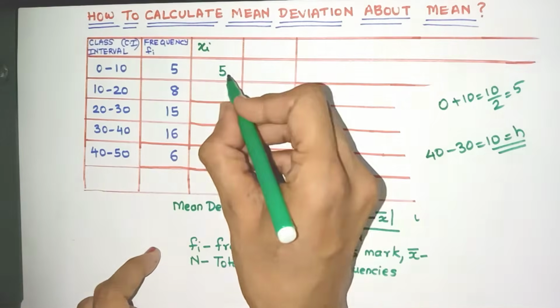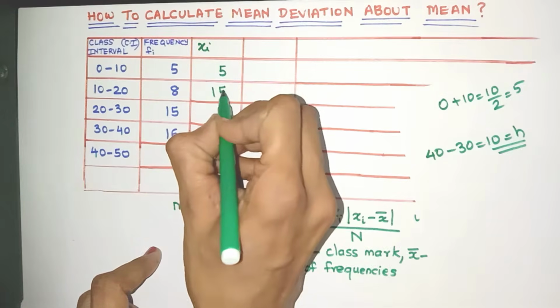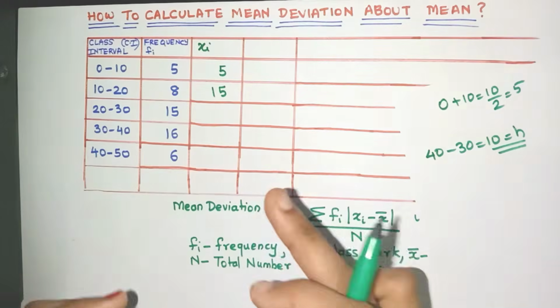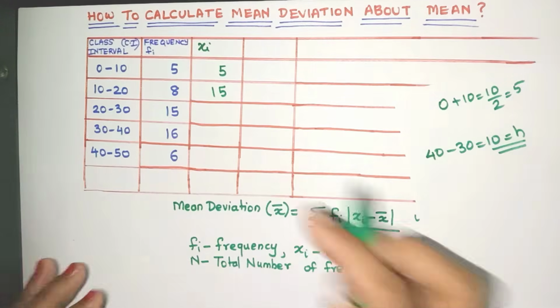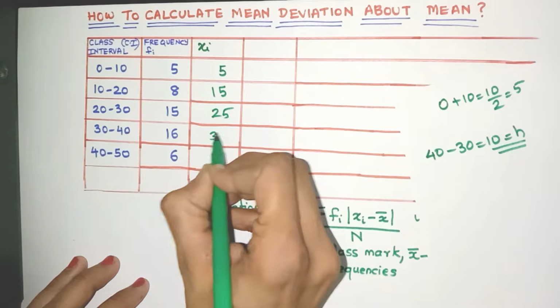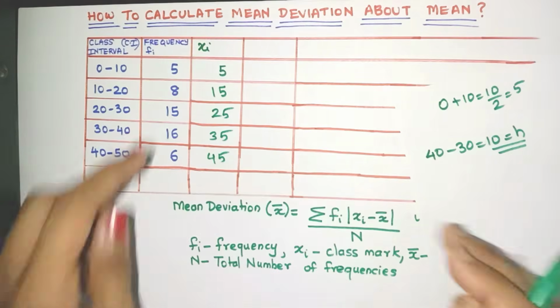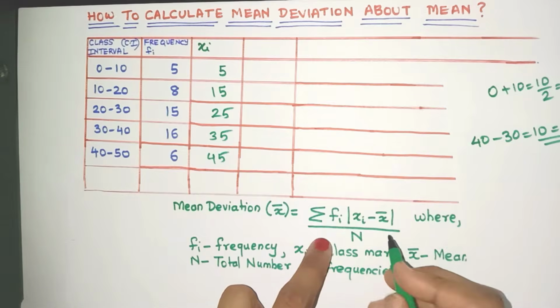Just need to add it to the first xi value. We'll get 15. See friends, this automatically gives us the next xi value. This way I can easily find out all the xi values. So let's quickly do that. Okay, now this is the xi column. Let's again check the formula.